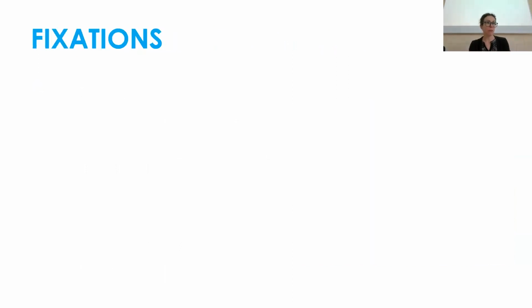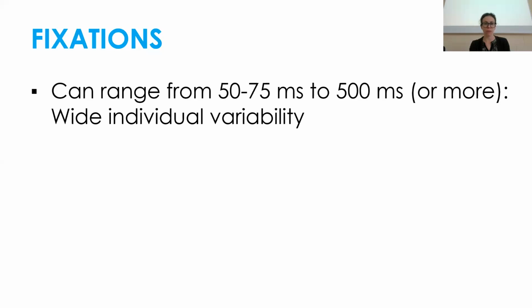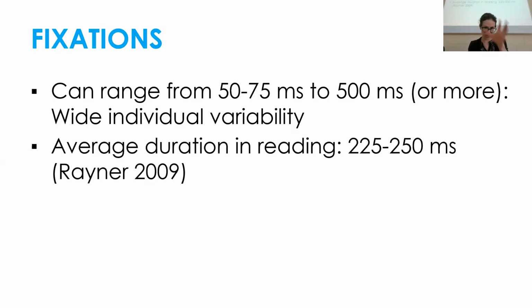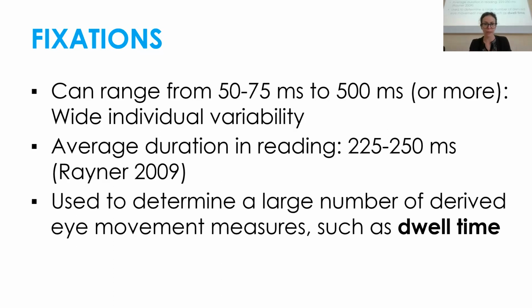So a little bit more information about each of these movements. Fixation durations can range very widely. The individual variability is extremely high, from 50 or 75 milliseconds all the way to 500 milliseconds and more. The more precise average I mentioned is 225 to 250, but always be mindful of this large individual variation. You may find that your participants have longer fixations on average. That's fine, it is common.